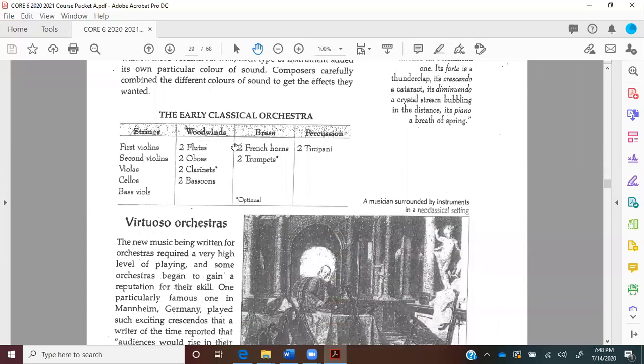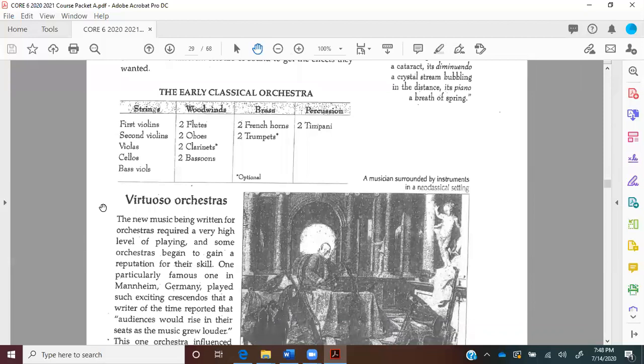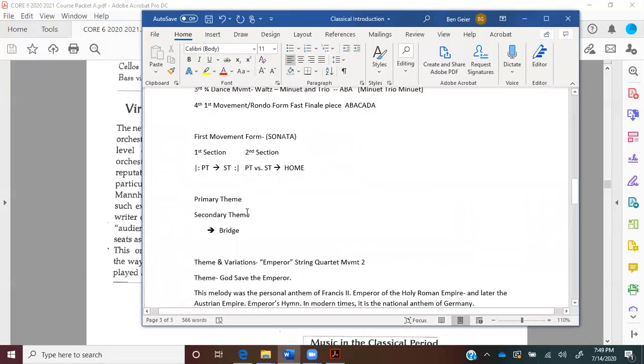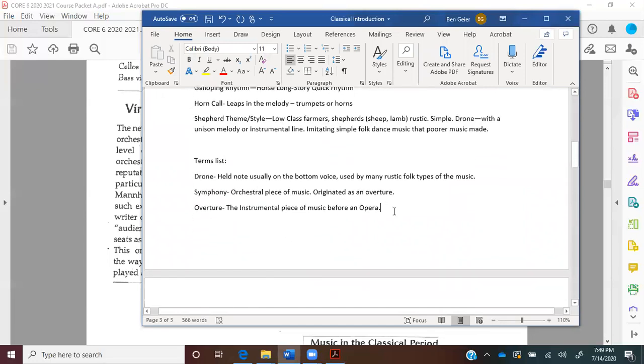So the early classical orchestra would have a lot of violins and violas, cellos, basses, pairs of woodwinds, pairs of brass, and two timpani, which would be played by one person. Virtuoso orchestras. So here's a term that we're going to need to get used to. Virtuoso means, we go back up to our terms list.